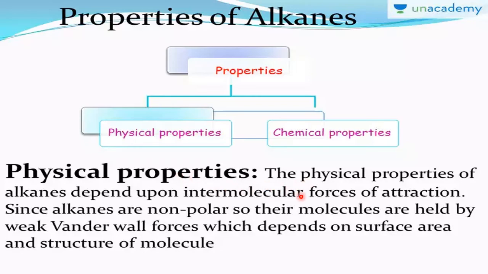The physical properties of alkanes depend upon intermolecular forces of attraction. So that matters a lot for the physical properties. Intermolecular force between the alkanes, alkane to alkane. If you take 1 ml of methane gas, then many alkane molecules are there. So methane to methane, what type of attraction is there, that matters. Since alkanes are non-polar, no poles are there like in an ionic bond, their molecules are held by weak van der Waals forces. This we already discussed in the previous chapter, which depends on surface area and structure of the molecule.